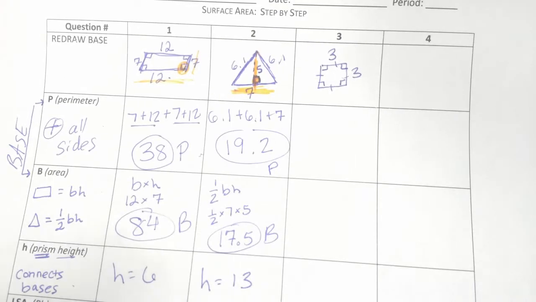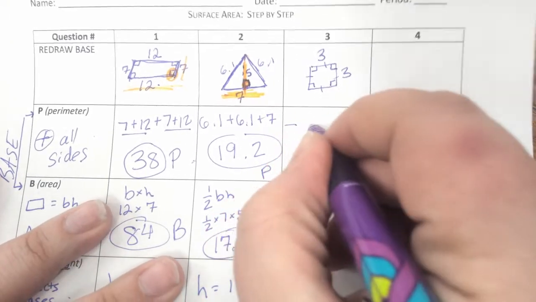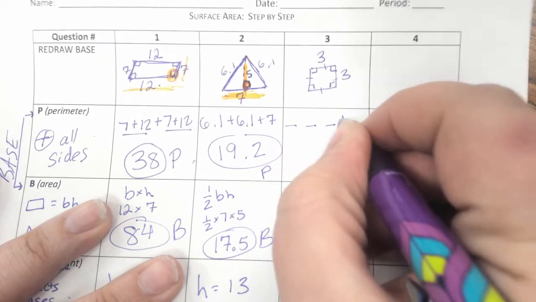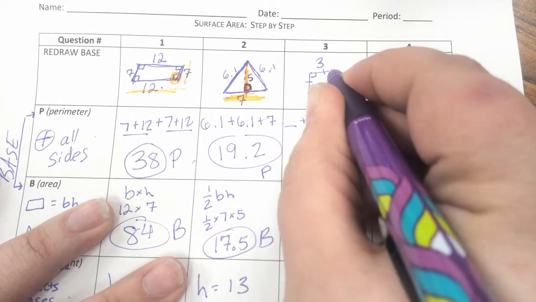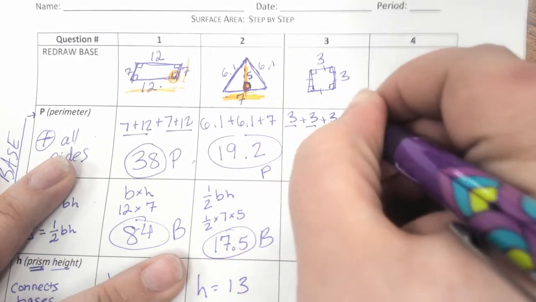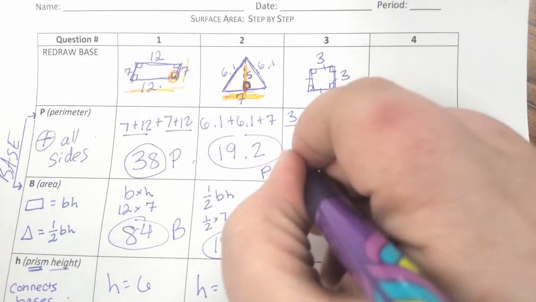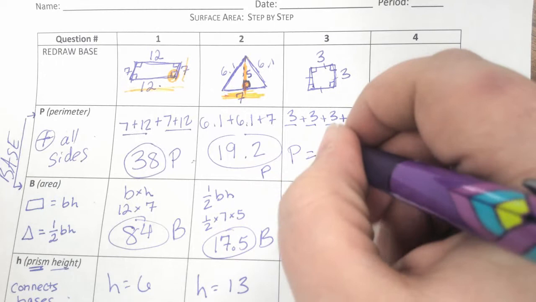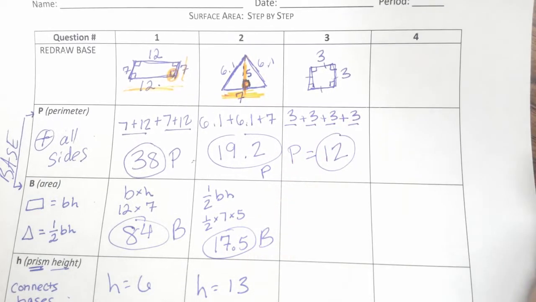There we go. To find capital P, you just add all of the sides. So all 4 sides added together, we need 4 numbers added together. We'd have 3 plus 3 plus 3 plus 3. I encourage you to pause the video and add that on your own real quick. When you added that together, you got that the perimeter of the base is 12 feet.